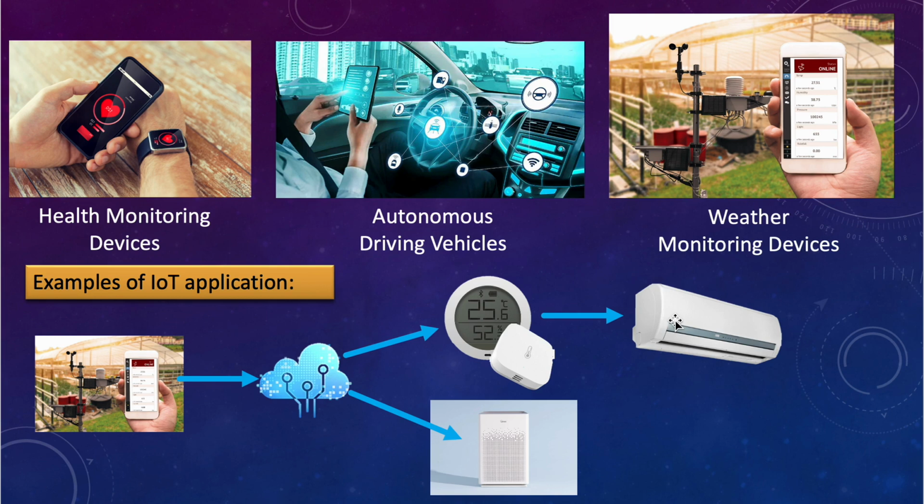Is it raining? Is it getting cold? Why is it so cold here? Why is it so hot here? We need to change the AC. Those things don't need to happen when that process is handled by an IoT system.